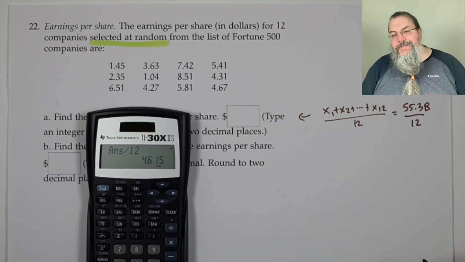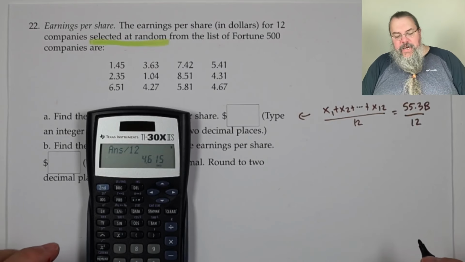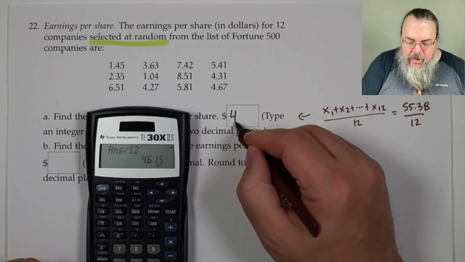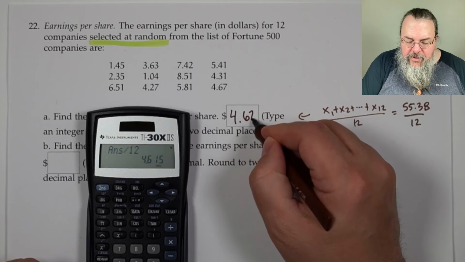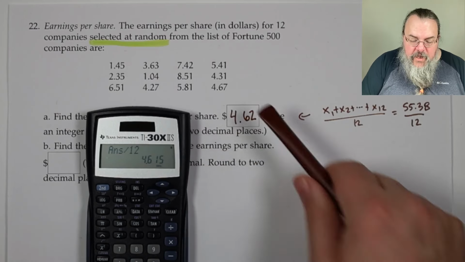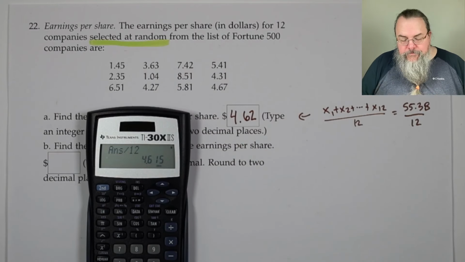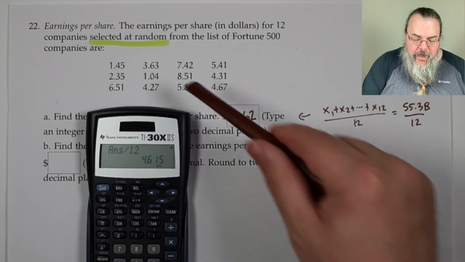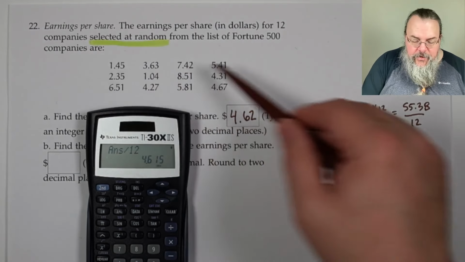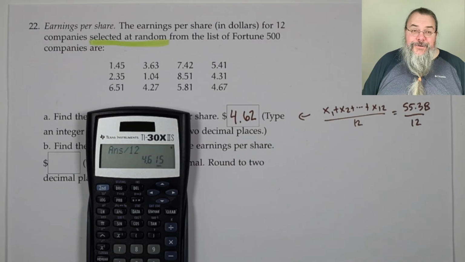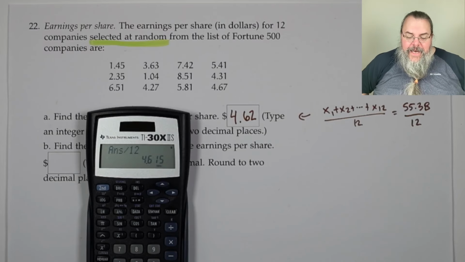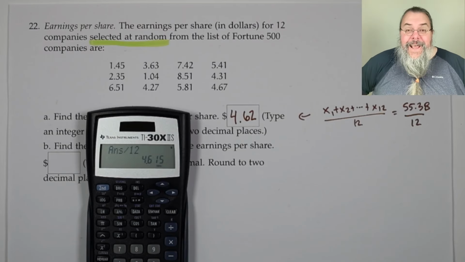4.615. Oh my gosh. How do we round? Well, okay, I'll round up. So $4.62. Does that seem reasonable? Yeah, it's kind of middle-ish. We're going from like $1 up to like $8.50. A lot of things are in the 4s and 5s. 4.62 seems like a fairly reasonable answer. Okay, so that's part A.